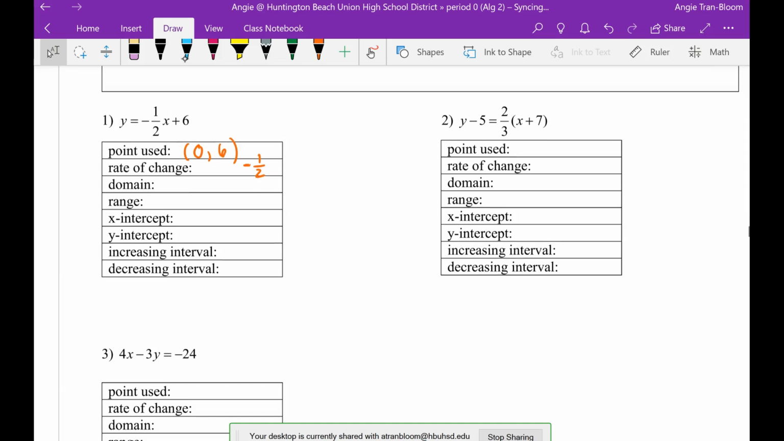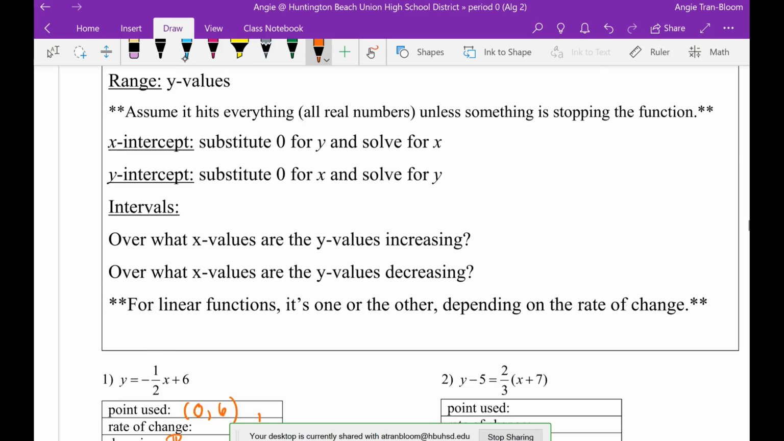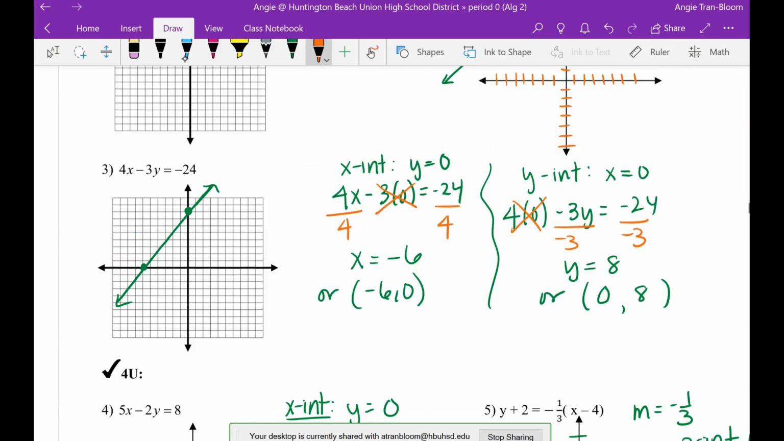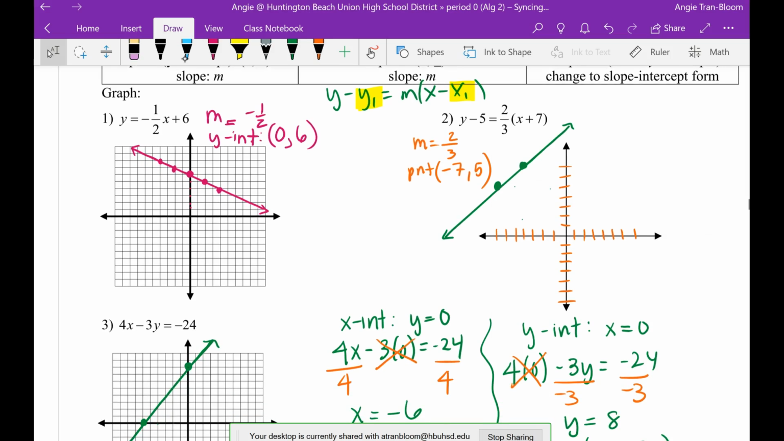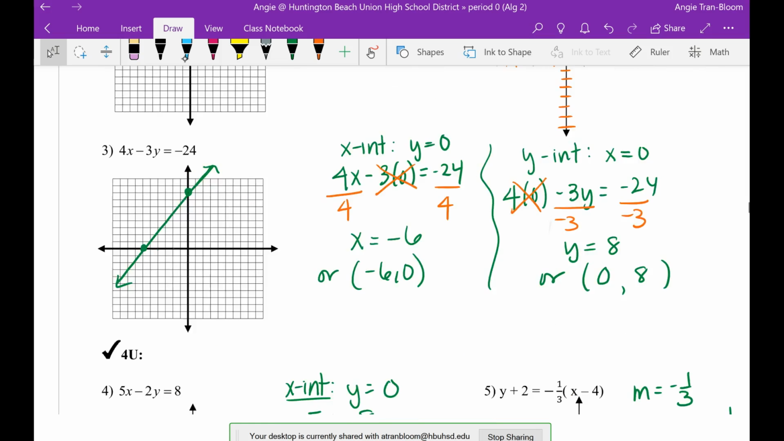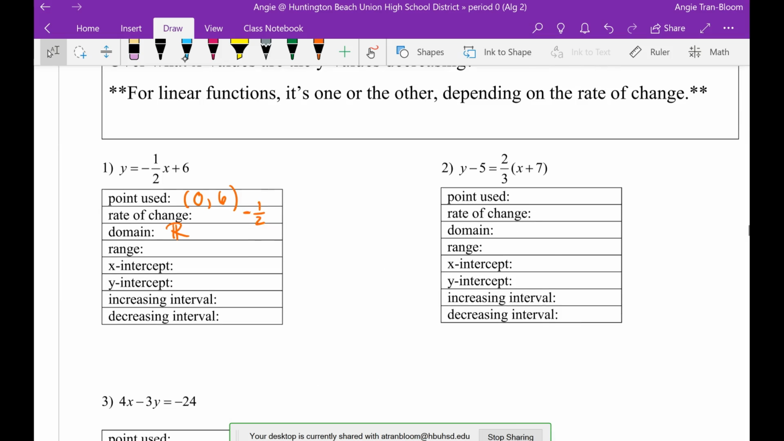Now, all real numbers, you can spell it out, or you can write the all real numbers symbol. Now, the range. Most of the time, you will have a graph to go along with this table. The range is describing all y values. Will I eventually have all negative y values? Yeah, because of the arrow. That's why the arrow is really important. Will I eventually have all positive y values? So guess what the range is? All real numbers, okay? So that's going to be all real numbers as well.